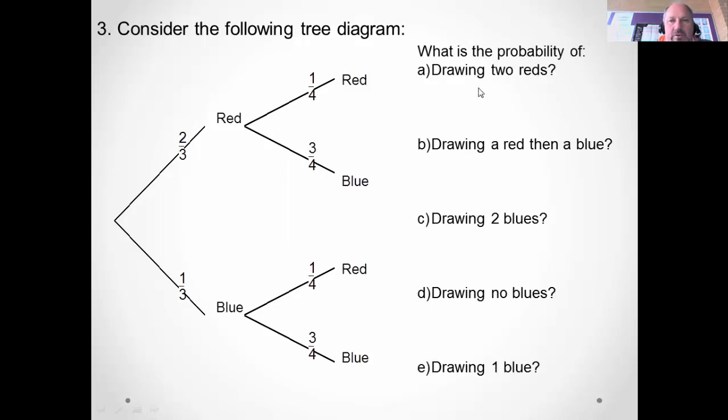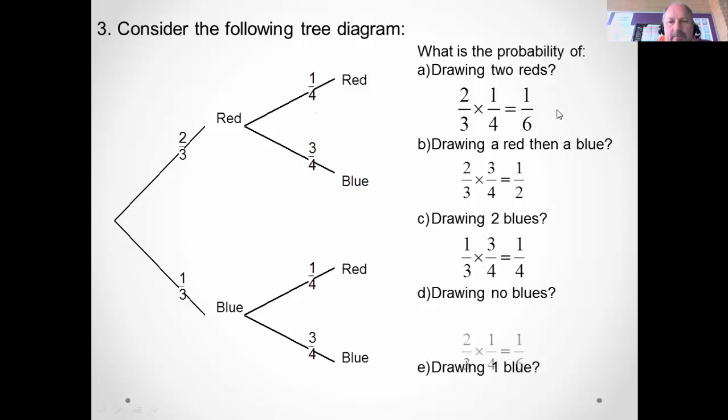What's the probability of drawing 2 reds? So it's this pathway along here, 2/3 times 1/4 makes 1/6. Drawing a red then a blue, it's this pathway, so it's 2/3 times 3/4, which is a half. Drawing 2 blues is the bottom pathway, 1/3 times 3/4 is 1/4. Drawing no blues is the same as drawing 2 reds, so it'd be the same as the answer to A.